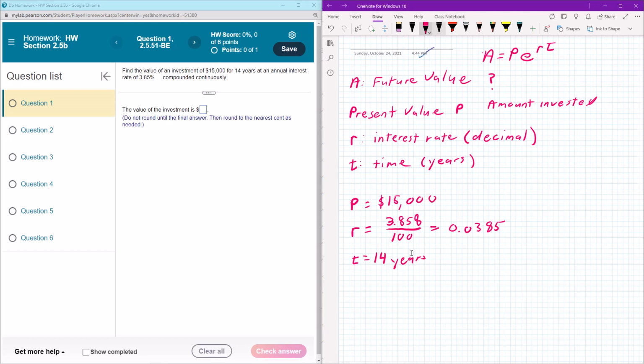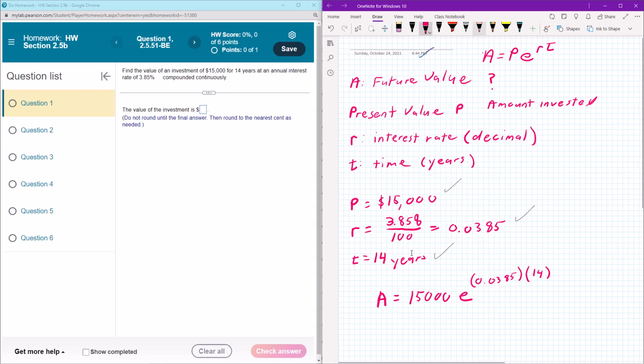So we have P, we have R, and we have T. So we have everything that we need to figure out this equation. Okay, so let's go ahead and do the substitutions. A is what we're trying to find out, and that's how much we're going to have at 14 years. That's going to be equal to 15,000 e raised to the R, which will be 0.0385 times T, which is 14.